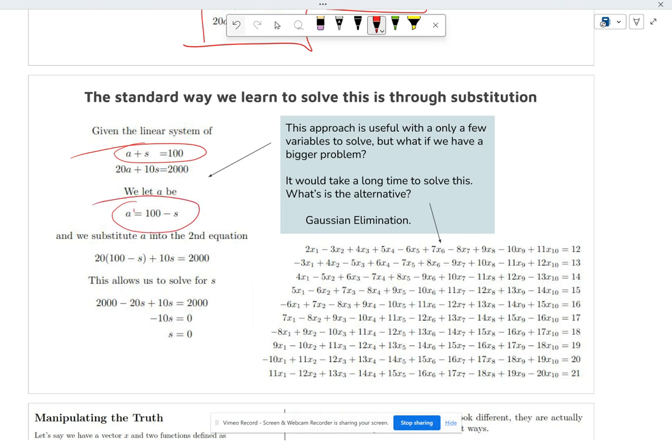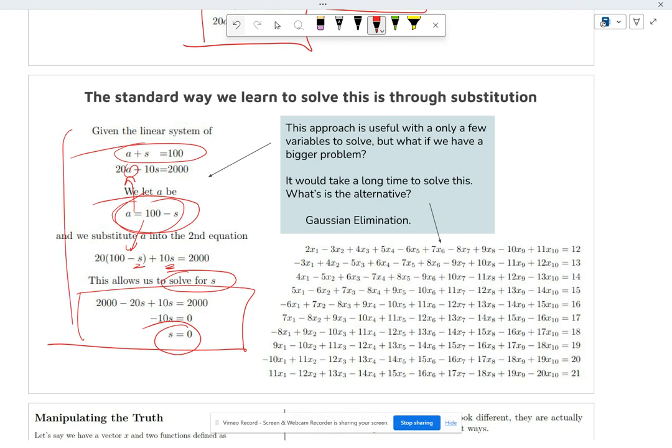Once we know A, we can plug this back in. We plug A in here, which is A here. Now there's only S. This allows us to solve for S, which is just equal to 0. So it is saying that there were 0 student tickets.